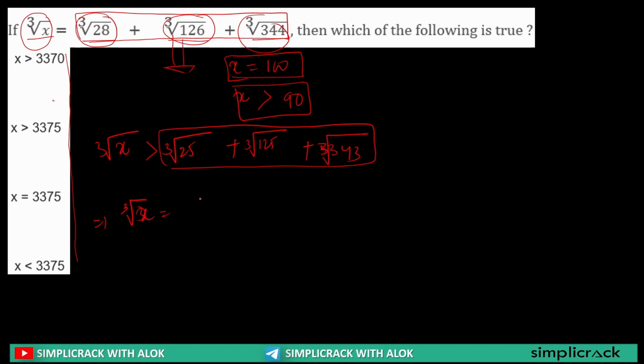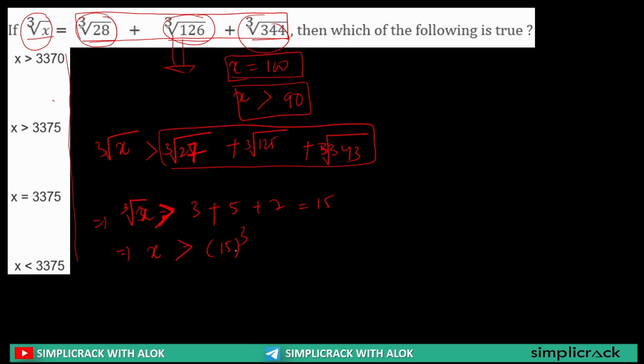So cube root of x is equal to what? Cube root of, sorry, not 25, 27. So cube root of 27 is equal to 3, cube root of 125 is equal to 5, cube root of 343 is equal to 7. 7 plus 5 is 12, plus 3 is 15. Now cube root of x is greater than 15. If I have to take out the cube root, I can cube on both sides. So if I cube this side, I'll get x, and if I cube this side, I'll get 15 cubed.